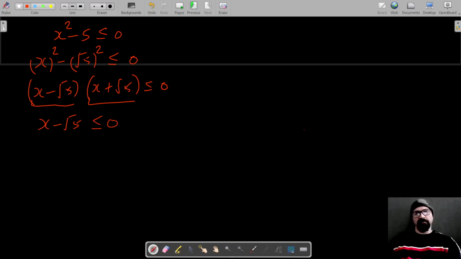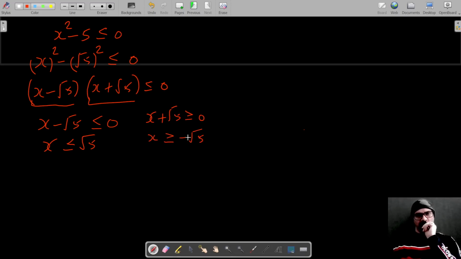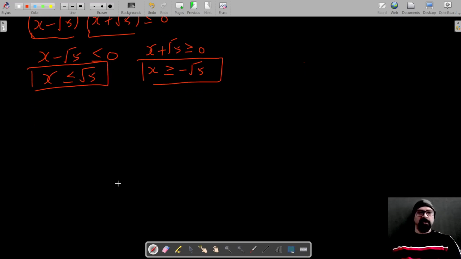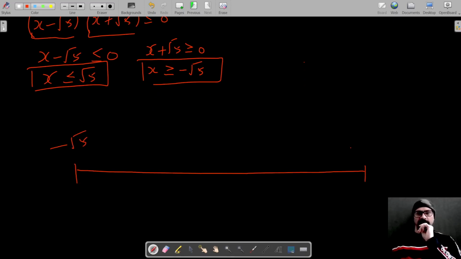x minus root 5 is less than or equal to 0, which gives me x is less than or equal to root 5. And the other one should be positive. So x plus root 5 should be greater than or equal to 0, which gives me x is greater than or equal to negative root 5. So x is less than or equal to root 5 but greater than or equal to negative root 5. If we plot this on the number line, this is negative root 5 and this is root 5. So this is our solution set here.